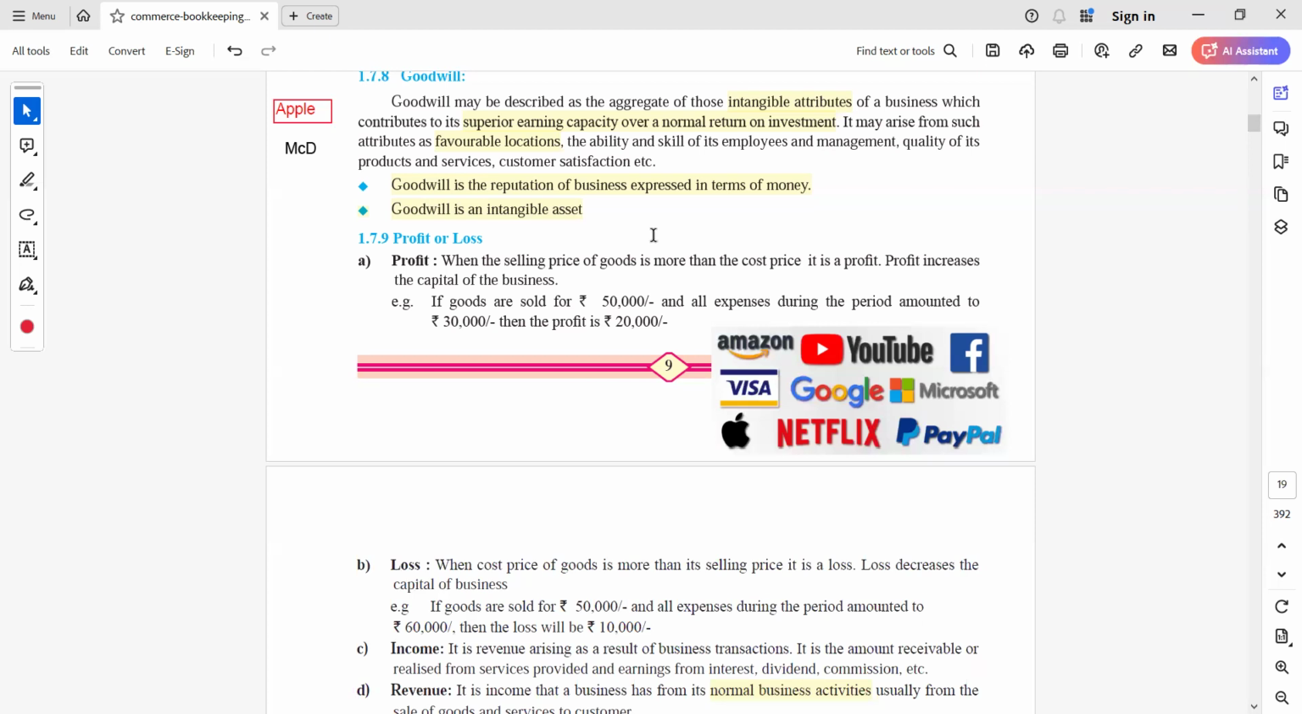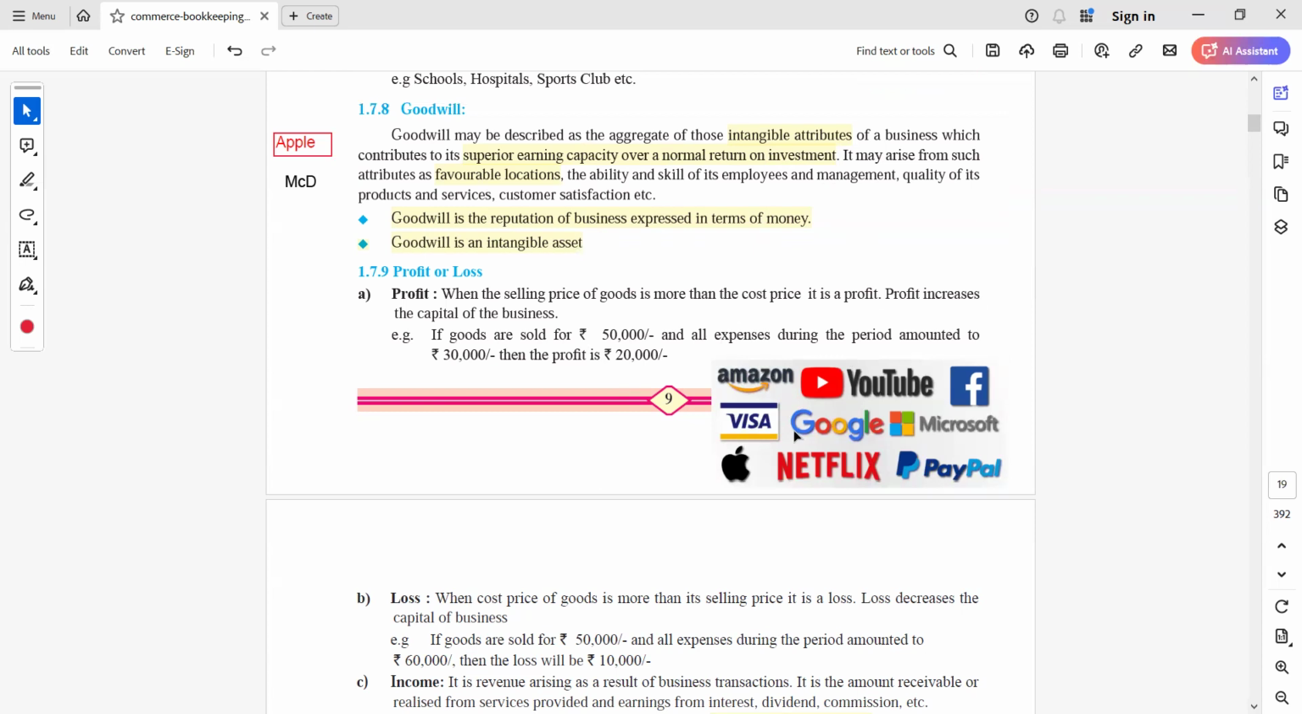1 लाख, 50,000 रुपया हमने किसी ओनर्स को प्रॉफिट डिस्ट्रीब्यूशन और डिविडेंड, तो 50,000 है वो कैपिटल में ऐड हो जाएगा, बिकॉज दैट होल प्रॉफिट 1 लाख रुपीज पर्टेन्स टू द ओनर। उसमें से ओनली 50,000 रुपीज उन्होंने विड्रॉ किया है। ओके, if goods are sold for 50,000, all expenses during the period amount to 30,000, then the profit is 20,000.